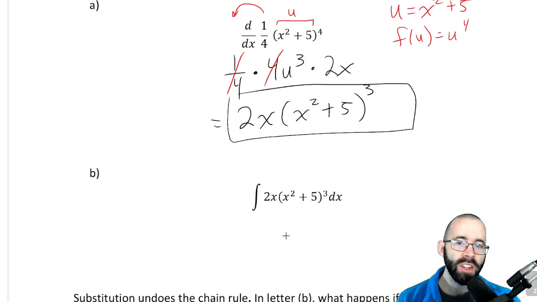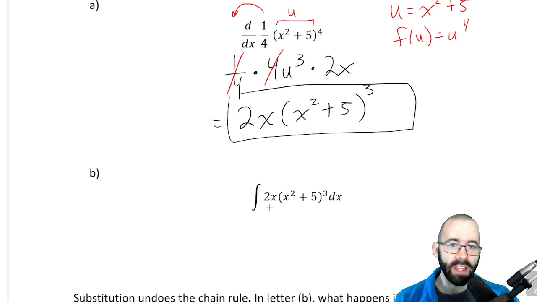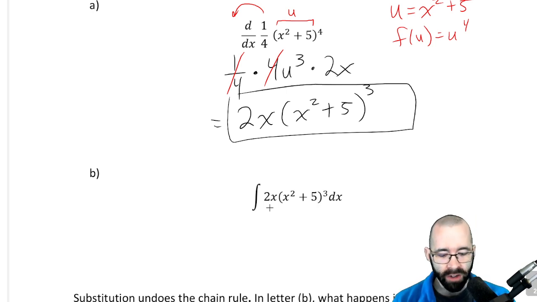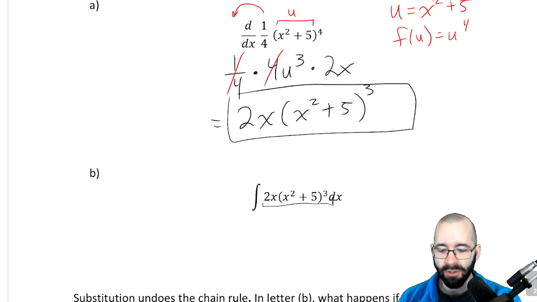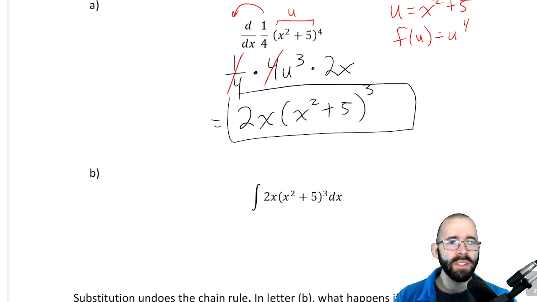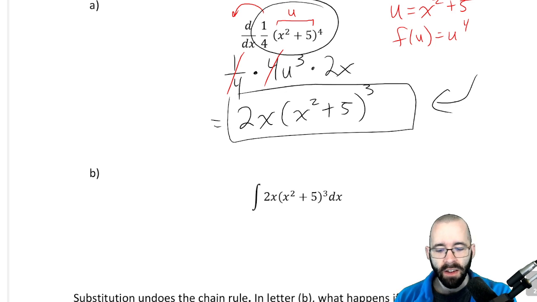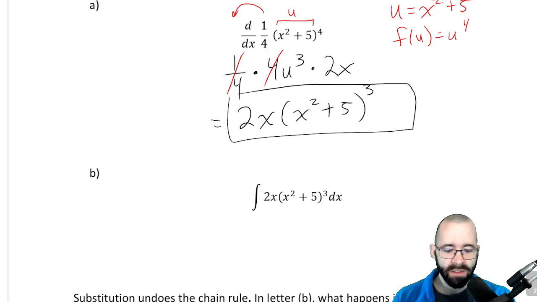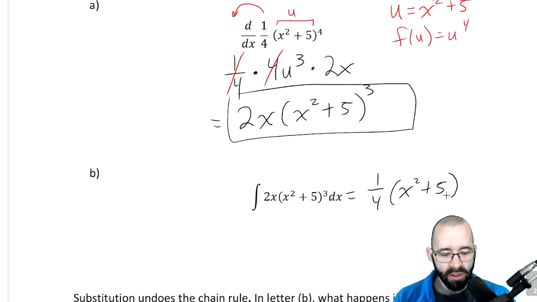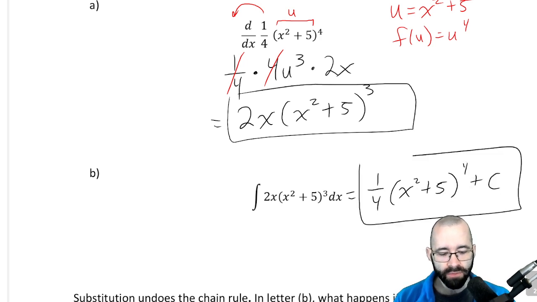Now, what does this have to do with chapter 3? Well, likewise, we could look at this integral over here for b, and the integrand should look a little familiar. Integrals are antiderivatives. So if we know that the derivative of this guy is that, then likewise the antiderivative of that is this guy. So we just know that this is 1/4 times x squared plus 5 to the 4th plus c. That's the whole idea of an antiderivative.